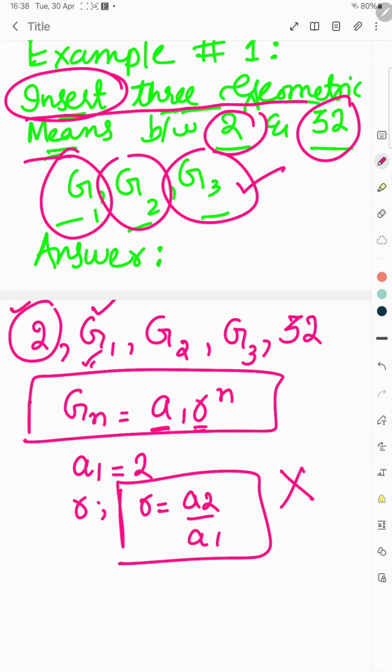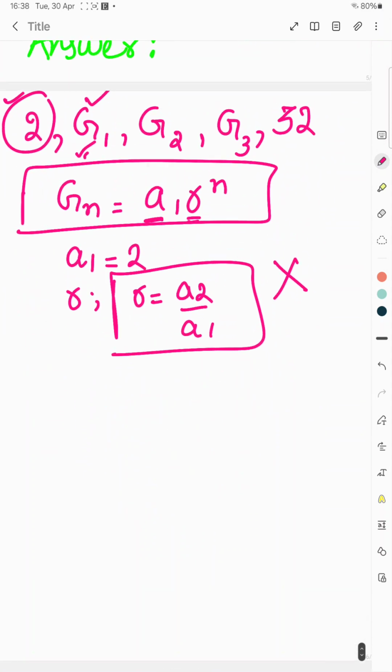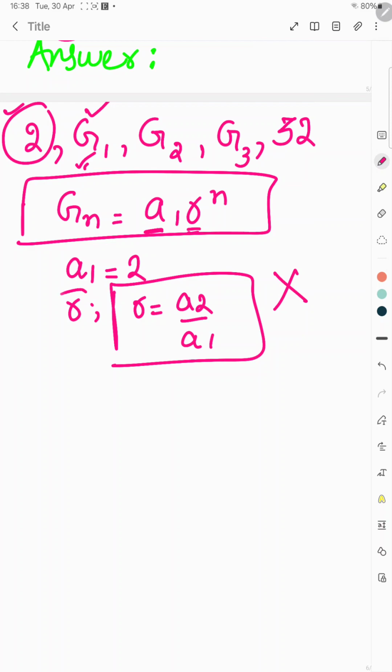Okay student. So what we will do, as we are not able to find the value of R with this formula, student, I told you whenever any term is missing, to find that missing term we will use the nth term formula.